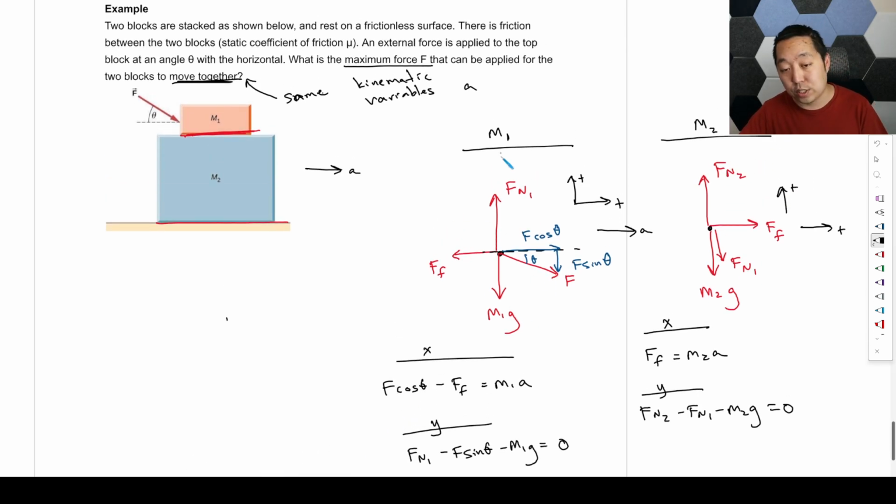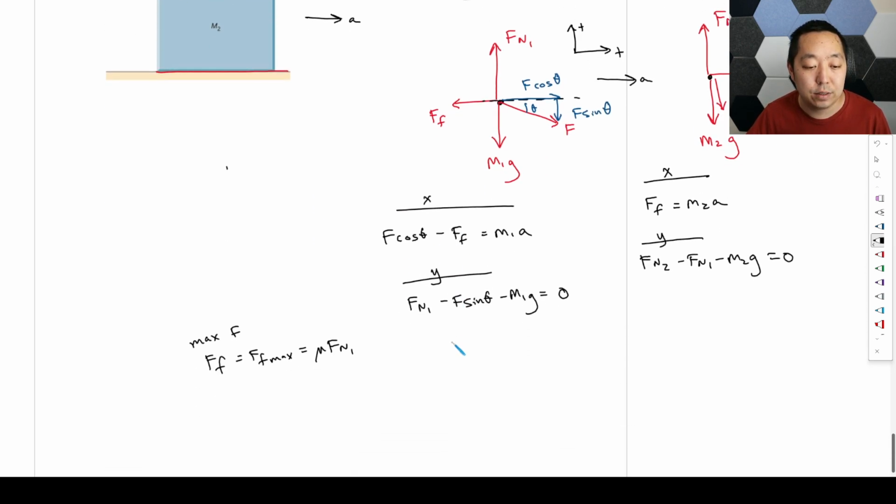Now, which Fn? Because there's two normal forces, Fn1 or Fn2. Well, it's the normal force on the surface that has friction. The normal force that has friction is Fn1. This table doesn't have any friction, so Fn2 has no friction. It's the normal force between the two surfaces where the friction is acting, right? So mu times Fn1, let's solve for Fn1 over here. Fn1 would be M1g plus F sine theta. So mu times M1g plus F sine theta is going to be our force of friction.